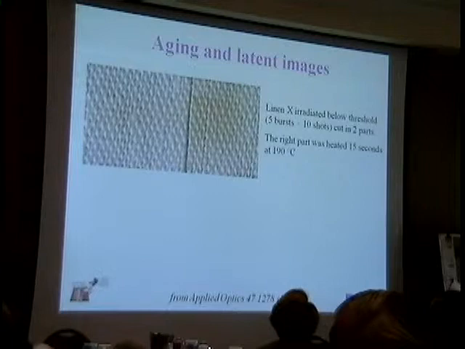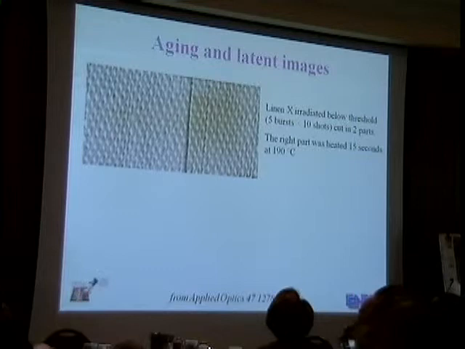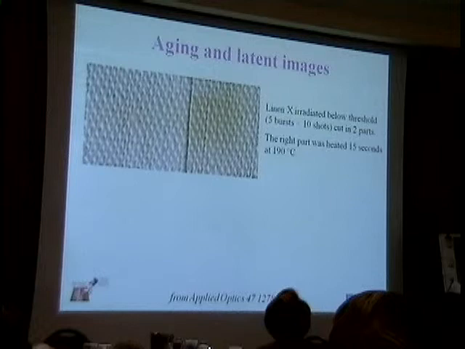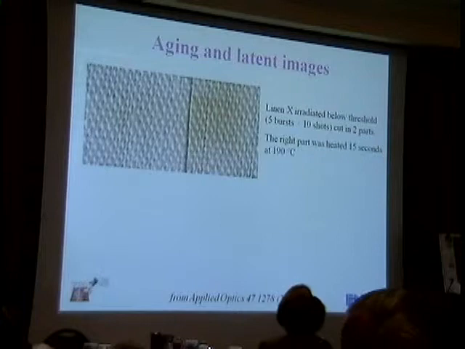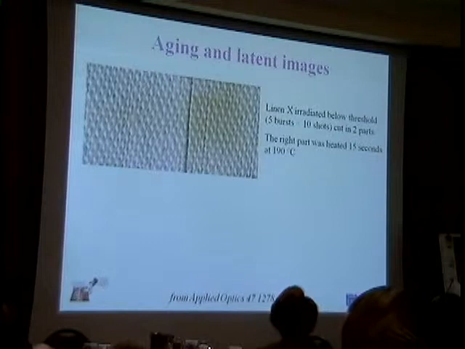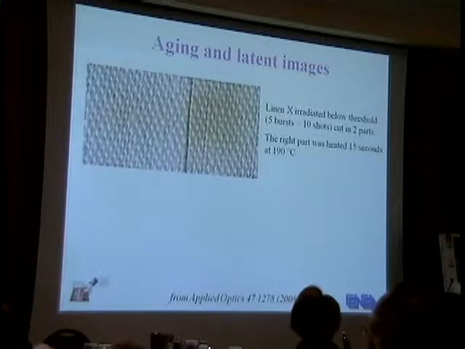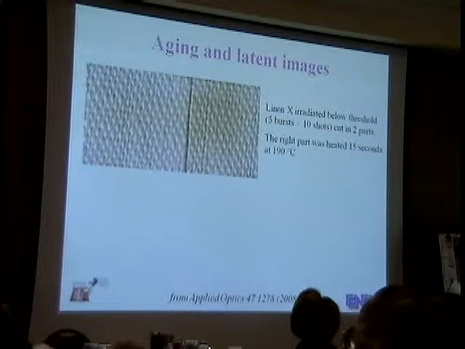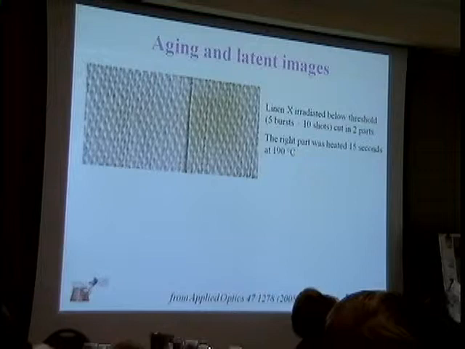Then we have tried, we have cut half of linen irradiated below threshold, that is with a laser intensity which is not sufficient to give macroscopic coloration. And this part was heated 15 seconds at 190 degrees Celsius, and after heating, a color appears corresponding to the laser spot. In practice, the heating produces dehydration that simulates aging and colors the fibers which were prepared by the laser pulse.